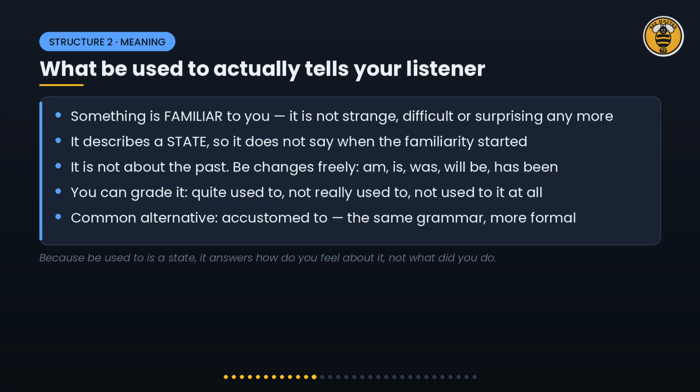And notice that this is not a past structure at all. The verb be moves freely. I am used to, I was used to, I will be used to, I have been used to. You can also grade it. Quite used to, not really used to, not used to it at all. A more formal alternative you will meet in academic writing is accustomed to. The grammar is identical, so accustomed to working late follows exactly the same rule.